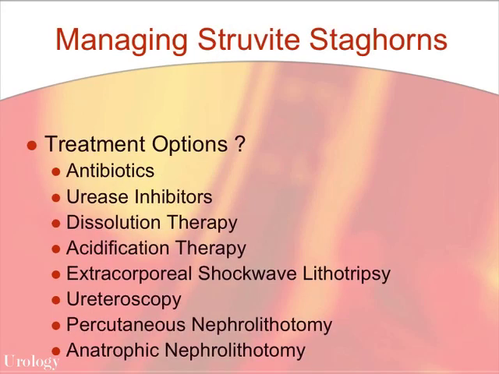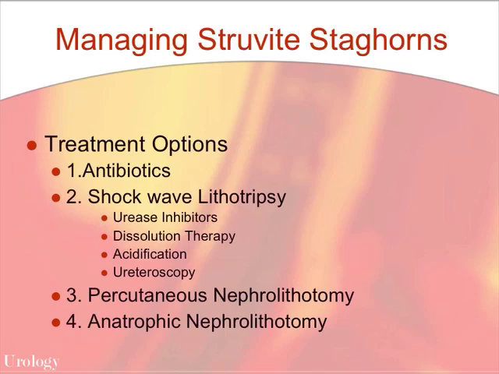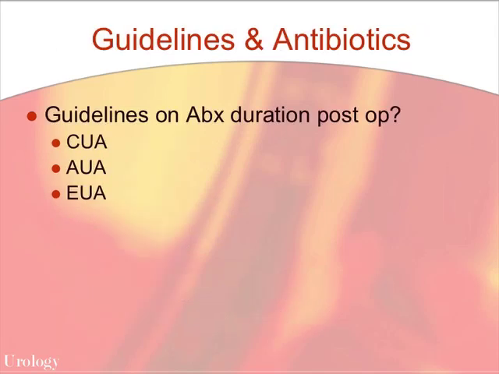Looking at our different options to treat this: antibiotics, urease inhibitors, dissolution therapy, acidification therapy, shockwave, ureteroscopy, PCNLs, and anatrophic nephrolithotomies. So first, talking about antibiotics. In the guidelines, there are guidelines regarding stones in the CUA, AUA, and EUA. Within the CUA guidelines, it speaks largely to metabolic workup, but there's little about infection stones.